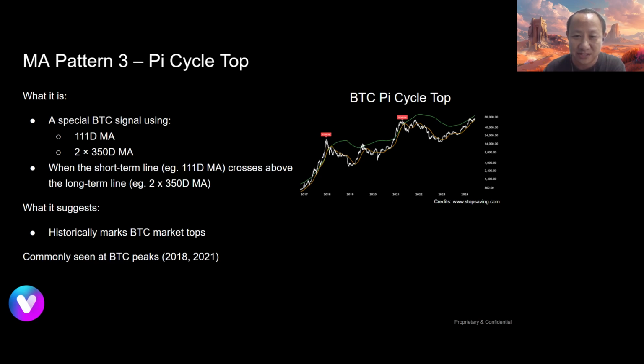So in a nutshell, moving average patterns are a combination of two moving averages. So for the Pi Cycle, it's the 111-day moving average and the 350-day moving average multiplied by 2. So whenever they cross, these are signals to watch. All right.